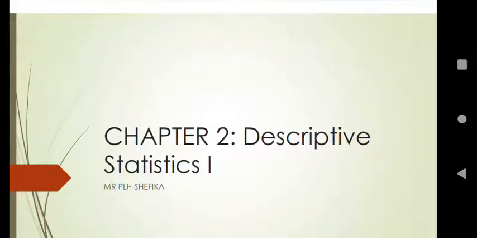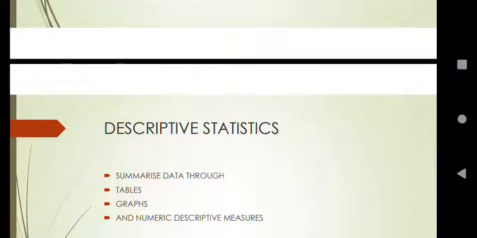Good. Let us do away with descriptive statistics. After completing this chapter, we must be able to understand and apply various tabular and graphic methods to summarize data and interpret the results. Descriptive statistics: we are summarizing data by means of tabulation, graphical representation, and numeric descriptives.